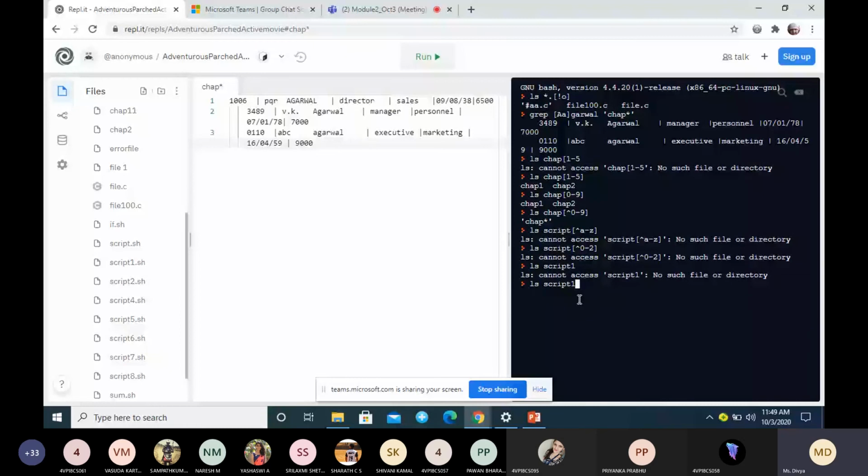Here, this is one more example. Okay, ls script, and the last character should not be 0, 1 or 2, that is 0 to 2, but it should have the extension .sh. So I have these many files, you can see here at the left hand side. So this will match script 4, script 5, and so on, but it will not display these two files, because these two files have the digit 1 and 2. Is it clear? So this is one more example.